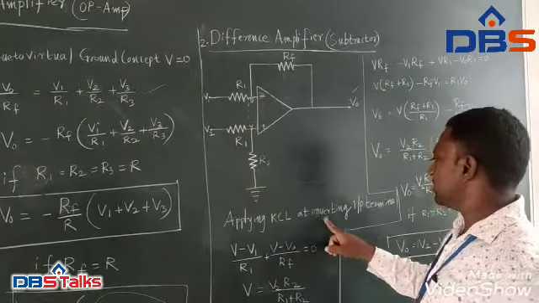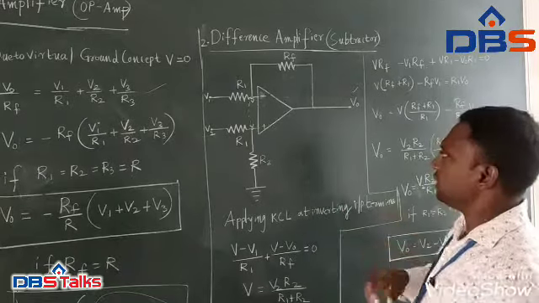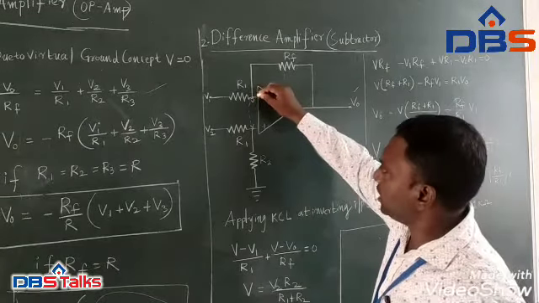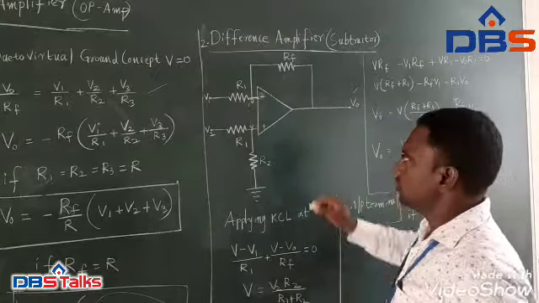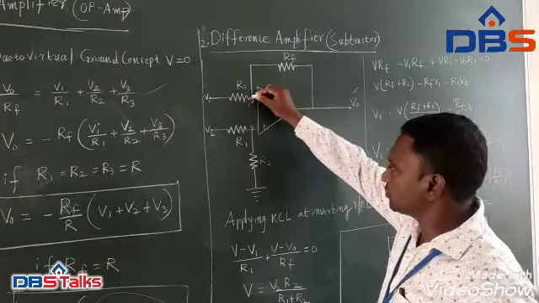We apply the KCL at the inverting input terminal. Okay, so this is the inverting input terminal. This is the inverting input terminal. So therefore we apply the KCL at this point.